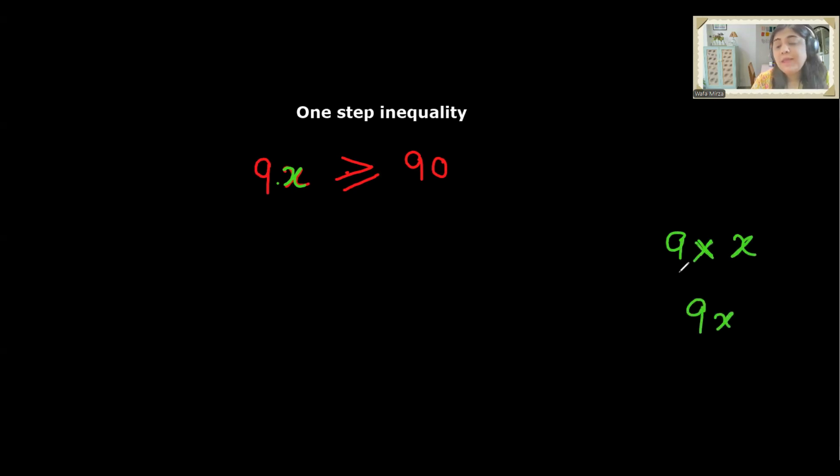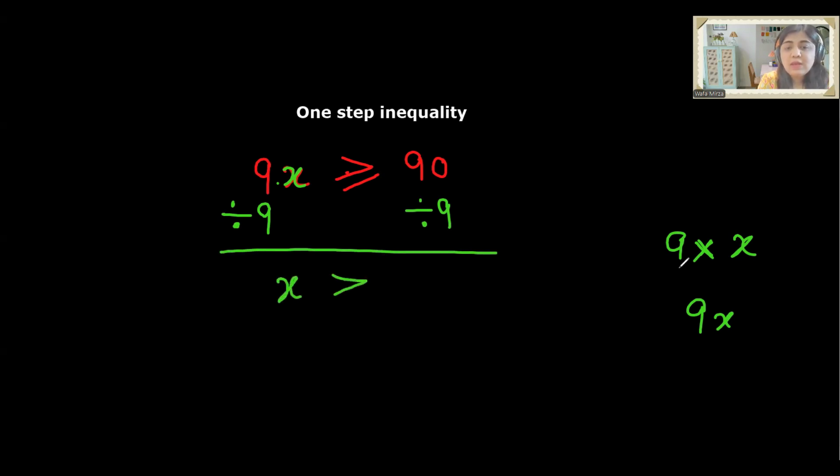So the inverse of multiplication is division. If I want to get rid of this 9, on both sides of the inequality I will divide by 9. So 9 divided by 9 will be 1. 1 multiplied by x will be x greater than or equal to 90 divided by 9. 90 divided by 9 will be 10. It means x can have any value greater than or equal to 10. Now I want to write my answer.